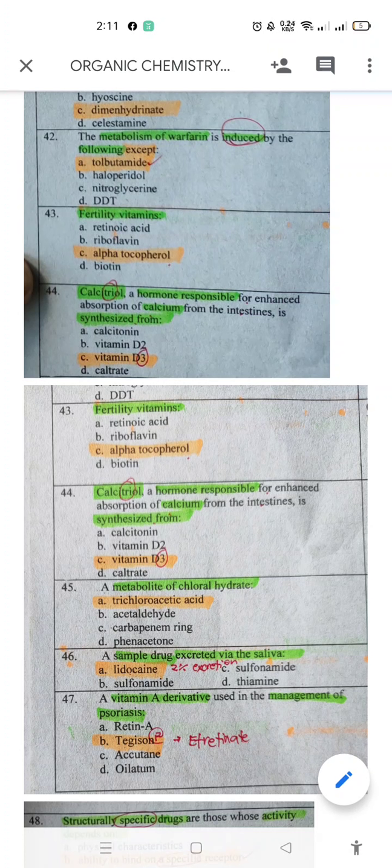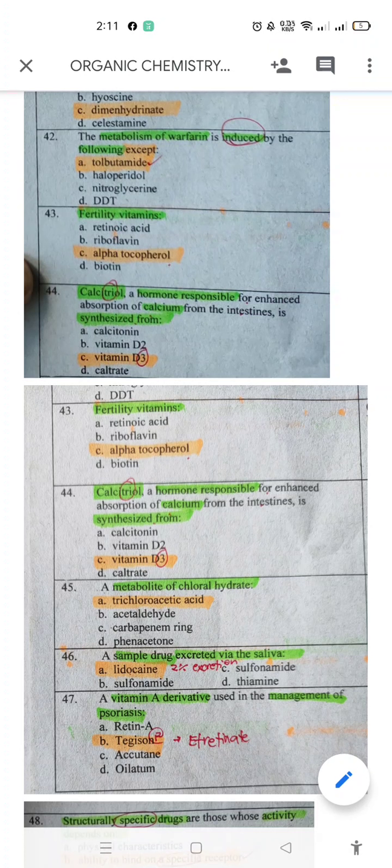Number 46, a sample drug excreted via saliva is your lidocaine. So, the excretion of your lidocaine is through saliva.